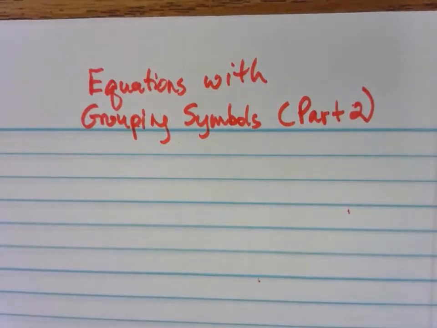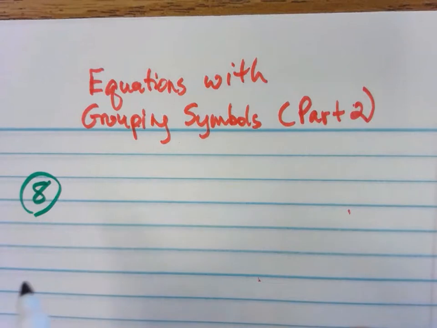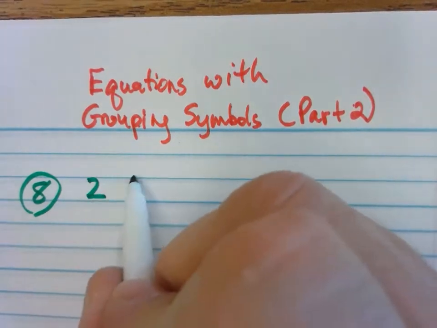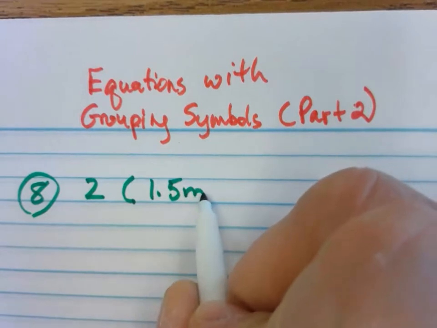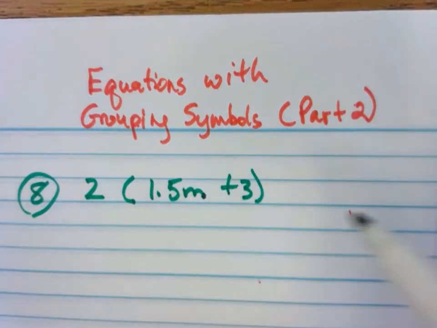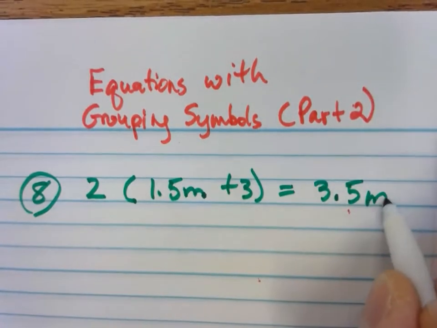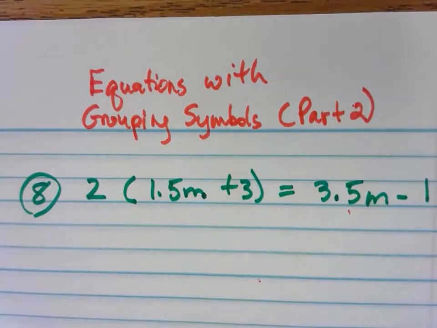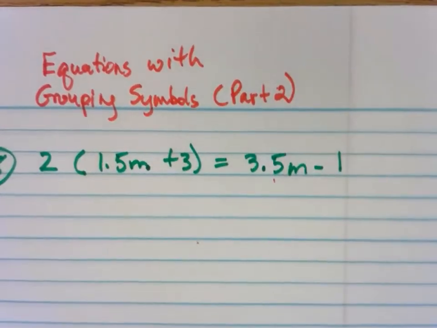So let's start out with one of these that has got some decimals in it. Let's start out with number 8. All right, number 8, make sure I get it written down right. I got 2 on the outside of 1.5m plus 3 equals 3.5m minus 1. Okay, so everybody, let me pull it up just a hair. I'll need to give it a little more space than that.